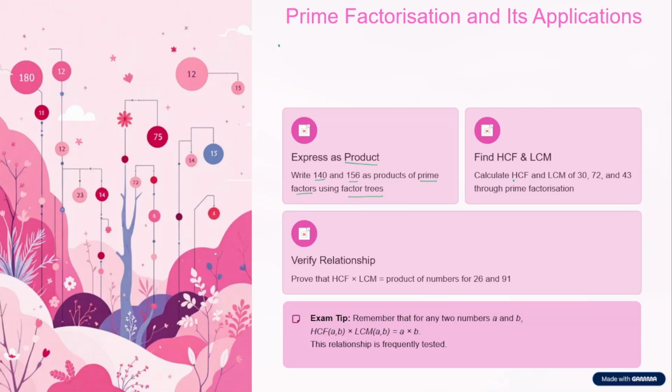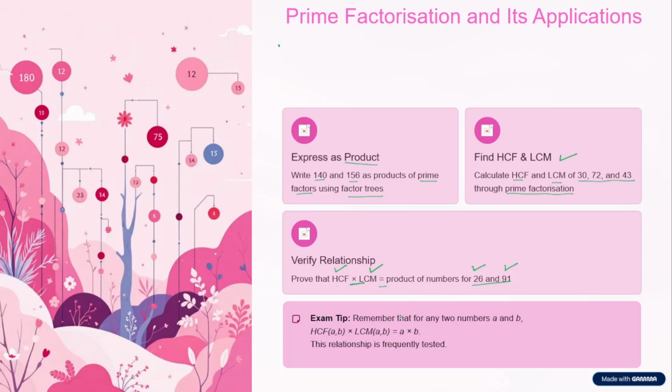Next, calculate HCF and LCM of numbers like 30, 72 and 432 through prime factorization, and then find the HCF and LCM. Then third is verify the relationship, a very important topic. Prove that HCF multiplied by LCM is equal to the product of numbers for 26 and 91. We have to find the prime factors of 26 and 91, then find the HCF and LCM. Then for the LHS, we have to multiply HCF and LCM. For the RHS, we have to make the product of the numbers 26 and 91. And we have to prove that both sides, LHS and RHS, are equal.